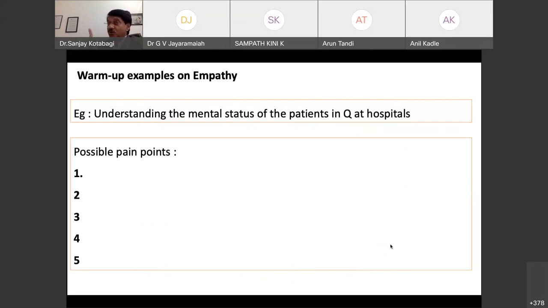Again, I request you not to write the solution. Please do not become judgmental. I want you to only jot down the possible pain points of these people. Can you do that? Because we have all experienced what happens in a hospital when people are standing in this situation. So for the next 5 minutes, please take out a pen and paper, write down all possible pain points, and put them in the chat box. Please start.